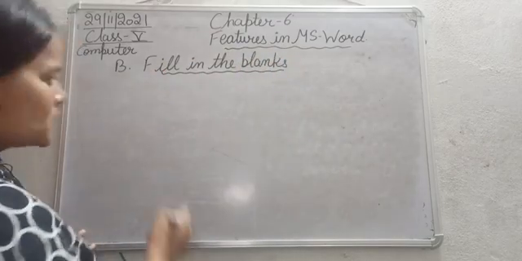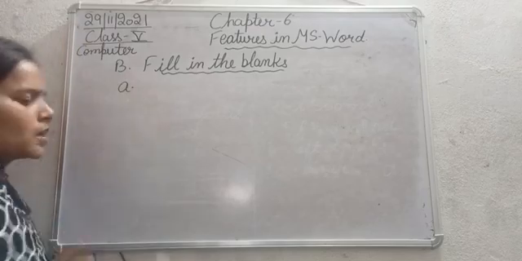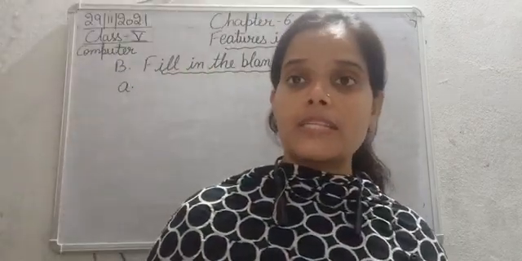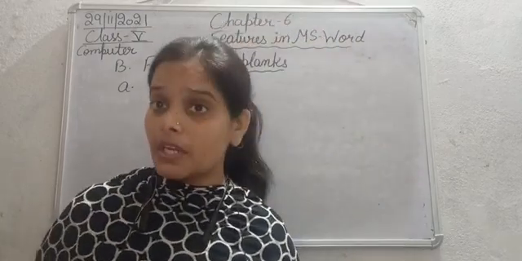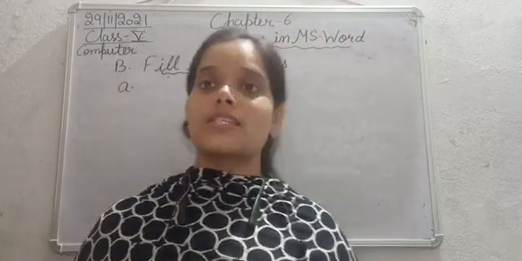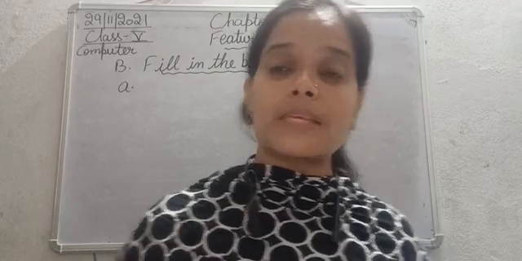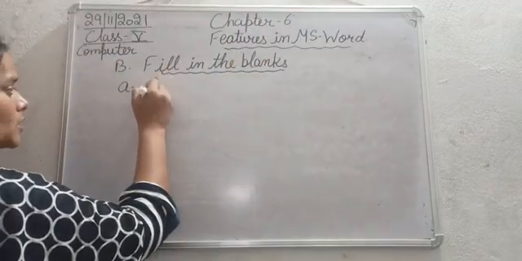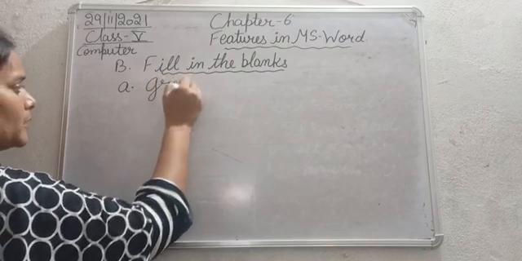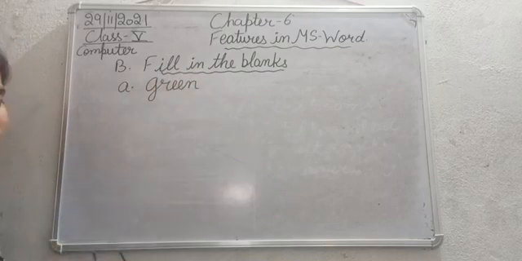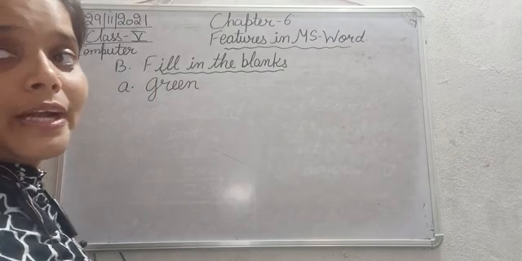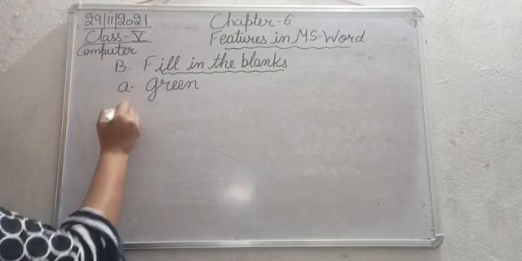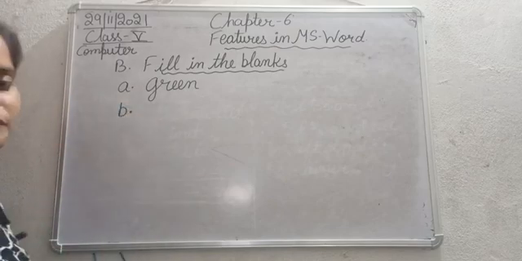The A1 is, the dash wavy line shows the grammatical mistakes. So that is green. Green wavy lines show the grammatical mistakes in the Word document. So the answer is green. G-R-E-E-N. If you have any grammatical mistake while typing in MS Word, it will be shown by the green wavy lines.